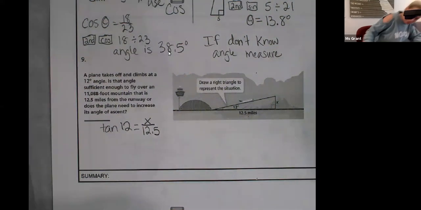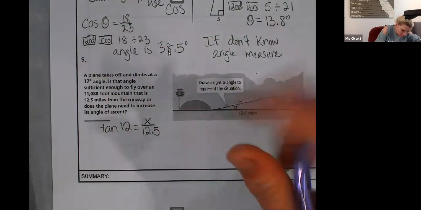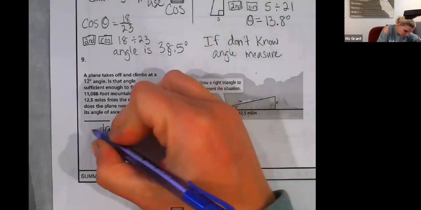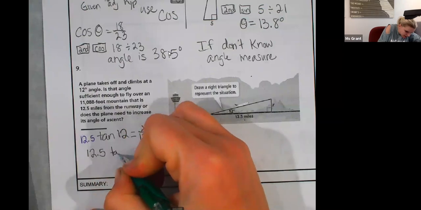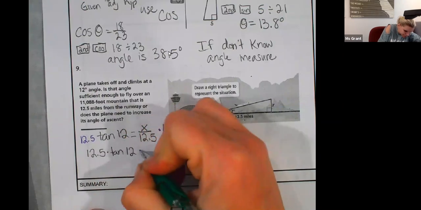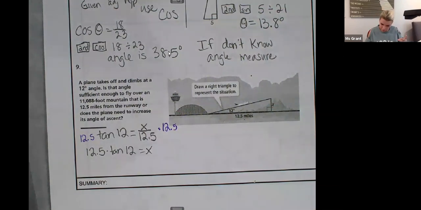So how do I get x isolated? Multiply both sides by 12.5. So here I got 12.5 times tangent of 12. Let's see how high I get. I want it to be bigger than 11,088 feet. I hope it is. Please know that my answer is going to be in miles, you guys. 12.5 times tangent of 12 equals 2.6 miles.